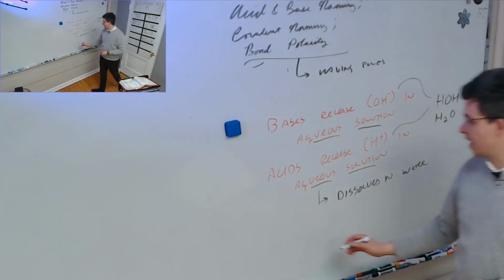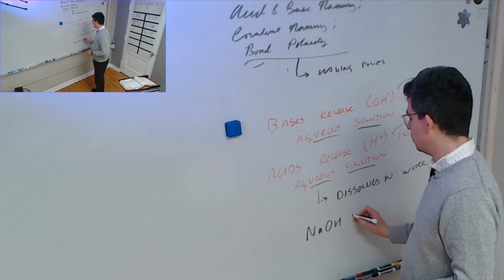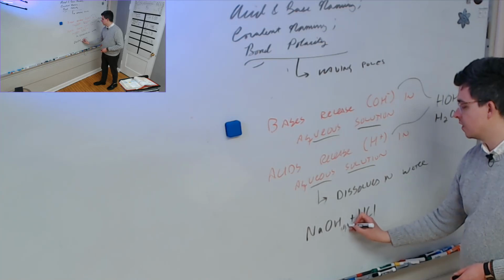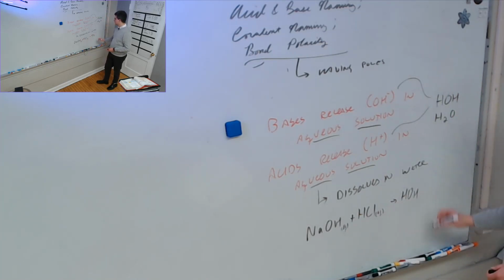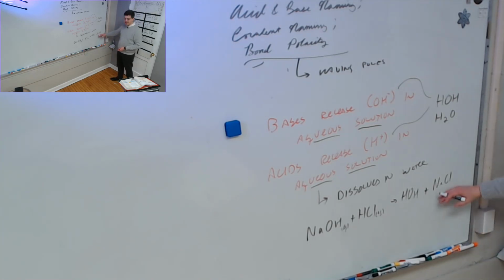So for instance, if we had a base like sodium hydroxide plus our acid, hydrochloric acid, and these both have to be in aqueous solution, we get water and sodium chloride, which is table salt. It's not always sodium chloride, but it's always a salt, a cation and an anion. Would you write HOH or H2O? H2O is usually how we express it for acid-base chemical reactions.